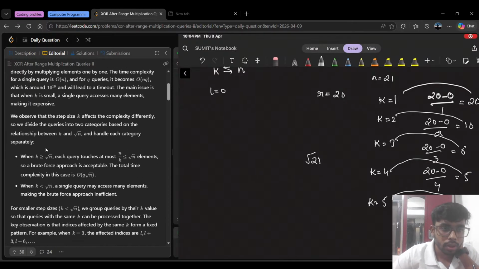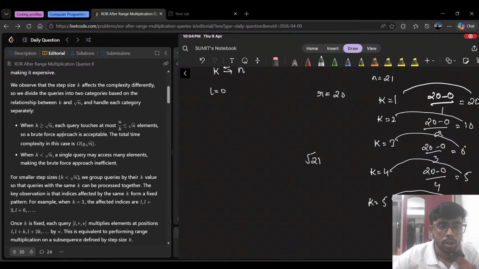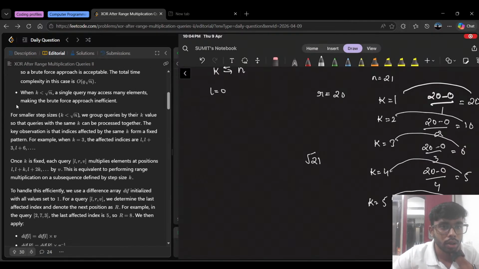We split the queries into two types based on the relationship between k and root n, and handle each separately. When k is greater than root n, each query touches at most n by k elements. Up to this point it's clear. And this is represented by the form of a fixed pattern.